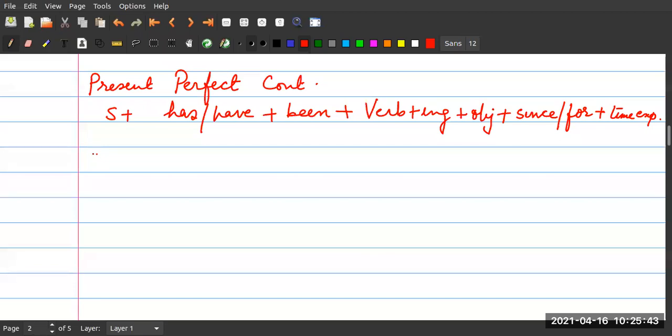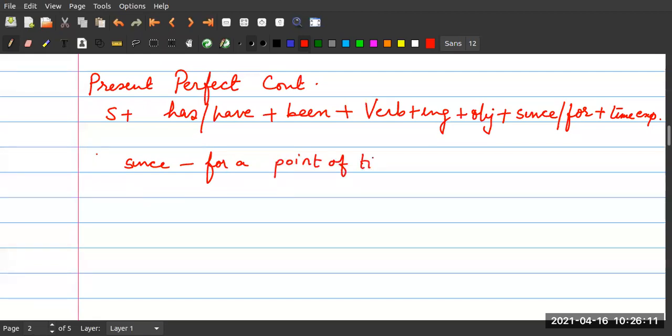So do you know when to use since and when to use for? Yes, ma'am. When do you use since? Ma'am, when time is expressed. No, you use since for a point of time. Since is used for a point of time.